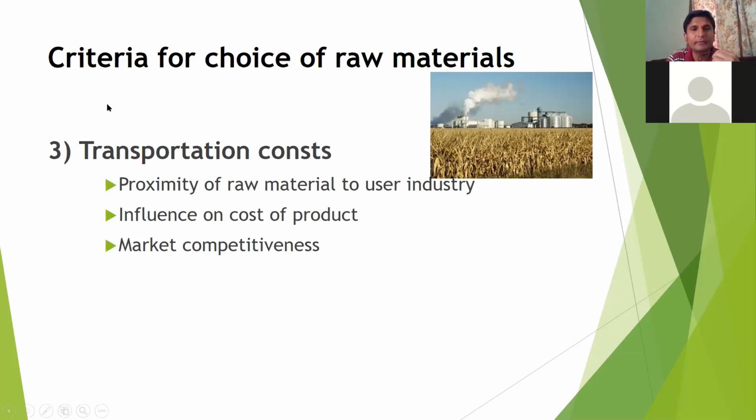So it means that we have to select those raw materials whose site of production is in the proximity of the user industry, right? Number one. Number two, yes, this would ultimately influence the cost of production. And if the cost of production goes up, then ultimately the market competitiveness of the product would be affected. So conclusively, we need to go for those raw materials whose site of production is very near to the industry.